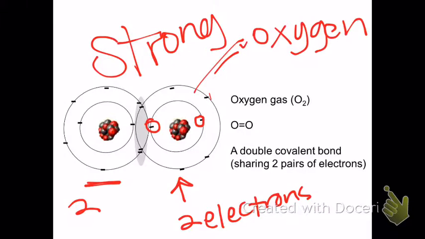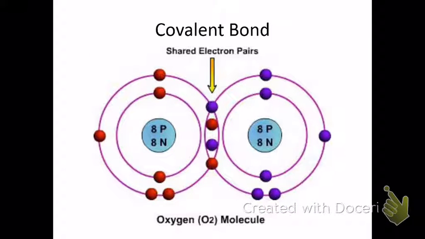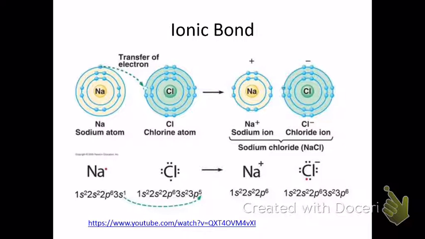Okay, ionic bonds are just the opposite. There's a covalent bond again, sharing. Ionic bonds are just the opposite. They highlight or underline transfer. So covalent share, ionic transfer.